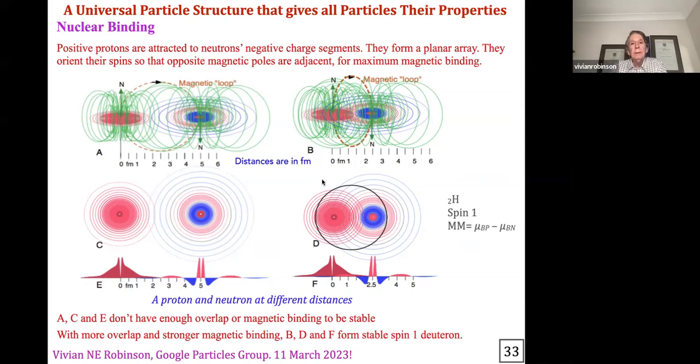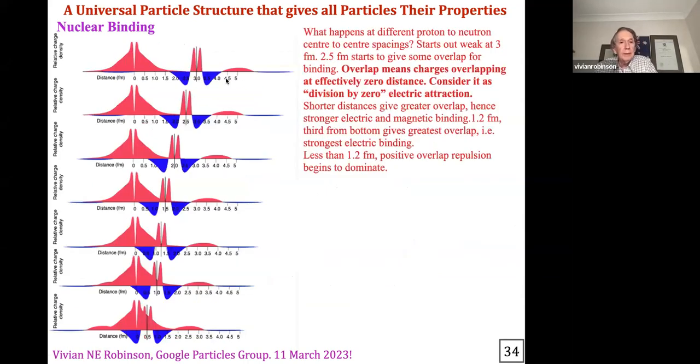So what I want to do now is take you through the different stages as the neutron gets closer to a proton. At 3 FM, there's not much overlapping, but you see here at 2.5 FM, there is starting to be significant overlap between the p/9 and the neutron's n/3.